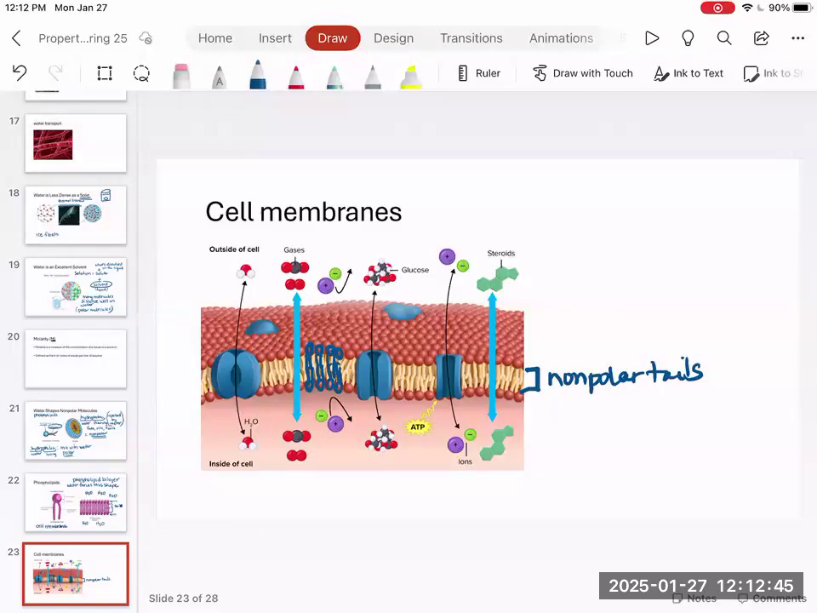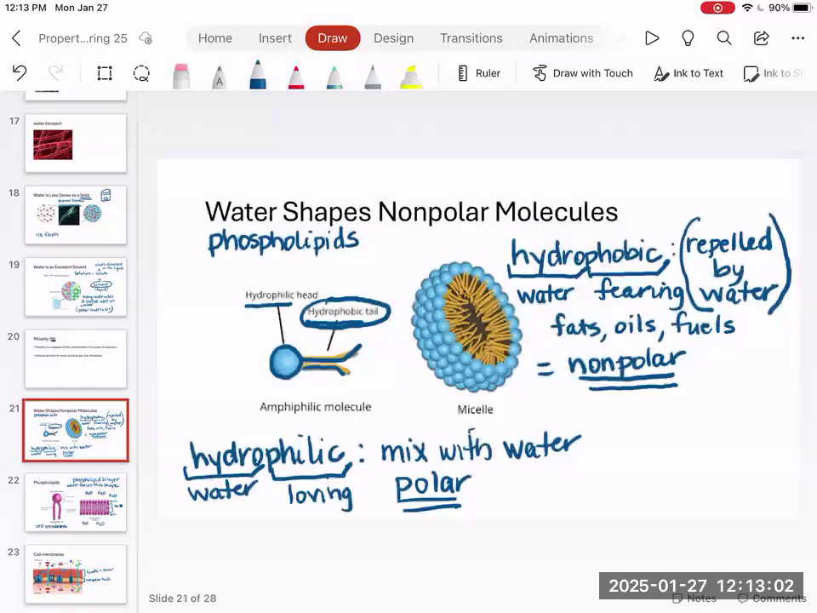And then those heads are all interfacing with the water that's outside the cell and inside the cell. And those are all polar. Those are water loving. Okay, so water is forcing that shape. Going back to this original picture, if there's just water on the outside and not on the inside, those phospholipids are going to form a sphere, and that's called a micelle.